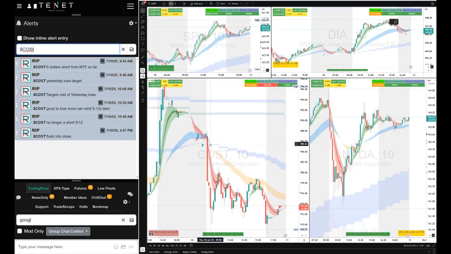So as soon as the MTF breaks, you short it right away. You short it right away. You do not look back. And you see that at 943, we were already faded 8 points.